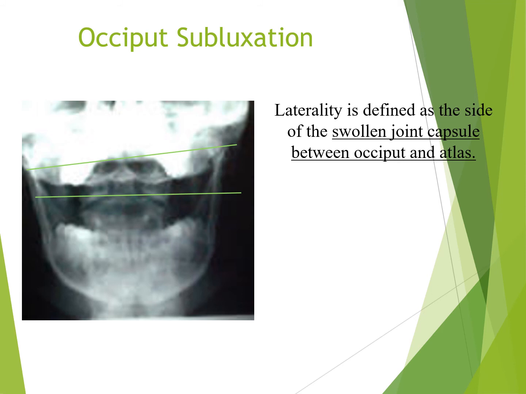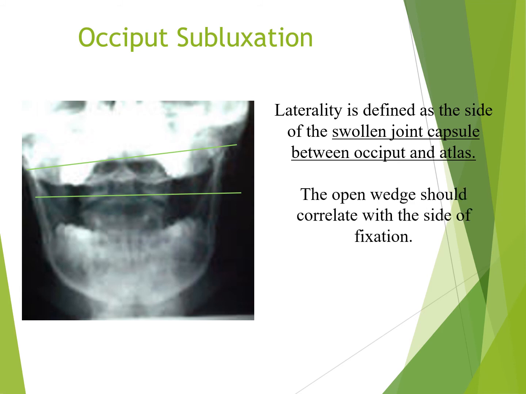We determine whether the occiput is an AS or a PS listing. We get that information off of our lateral film. Okay. And the open wedge should correlate with the side of fixation.